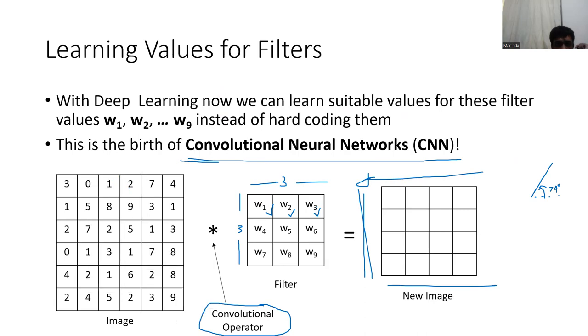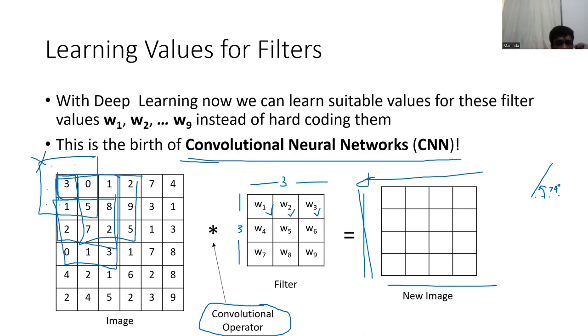This filter can only be applied to these kinds of locations. These kinds of pixels are only captured once because they are in the border. This one can only be captured with this window. No other window will be able to capture this three one, right? This window will not capture it, because we can't have a window like this. This is not possible, because there are no pixels outside this border.